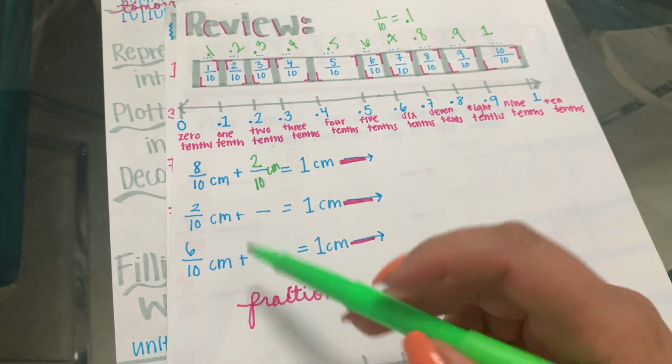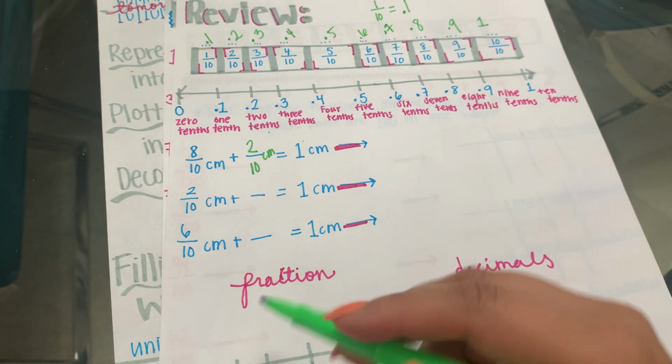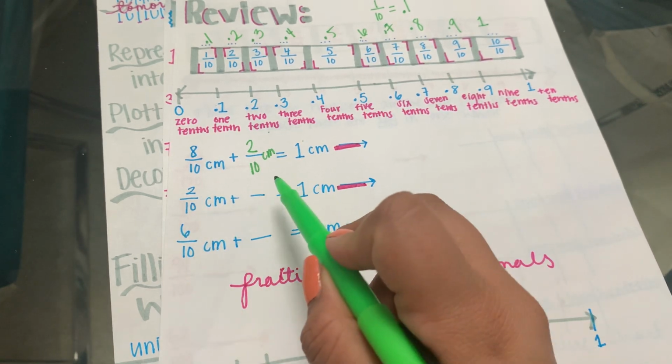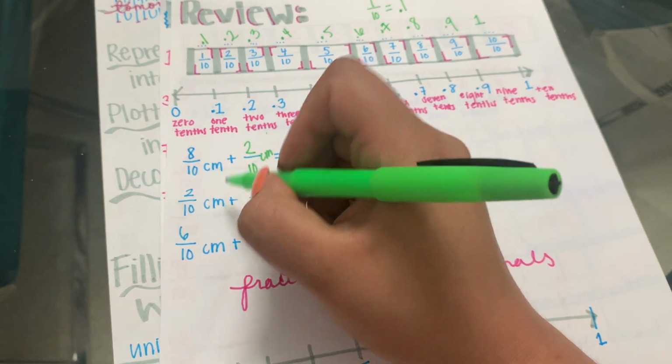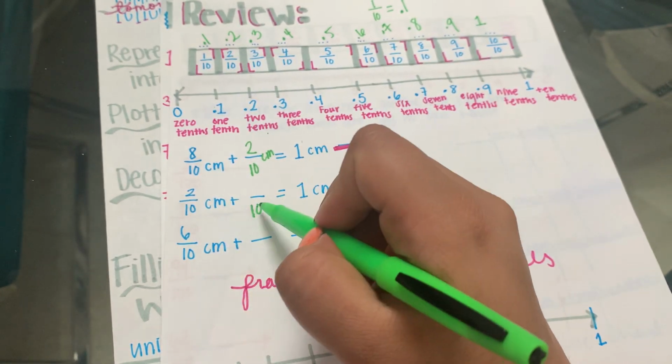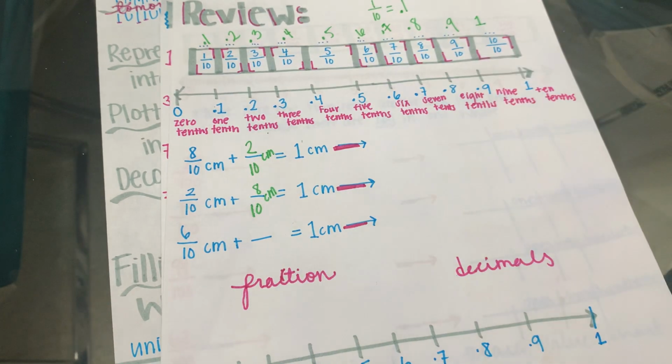Now, 2 tenths centimeter plus something would equal 1 centimeter. Again, how do we get 10 over 10? Remember, when we add fractions, you don't really add the bottom, you just have to have the same denominator. So you need 8 tenths centimeter for this one.